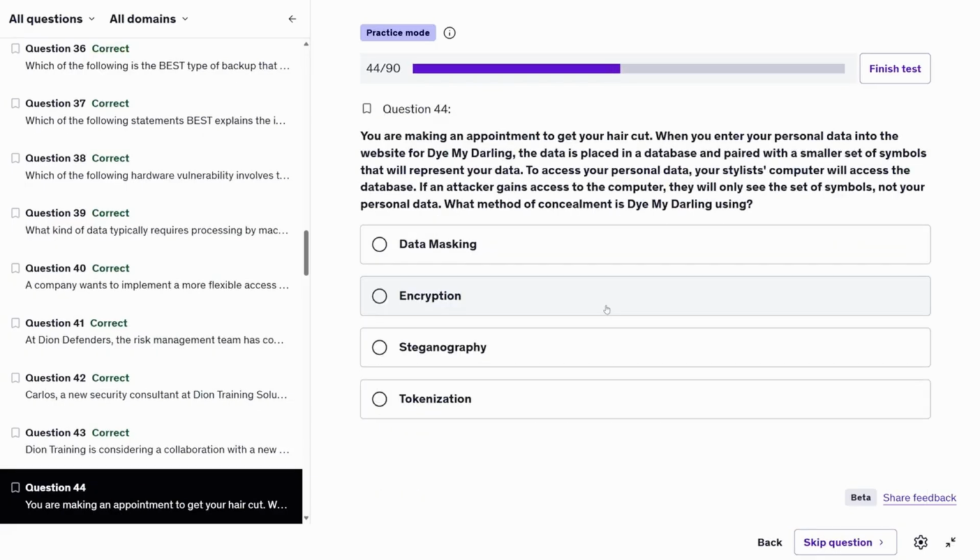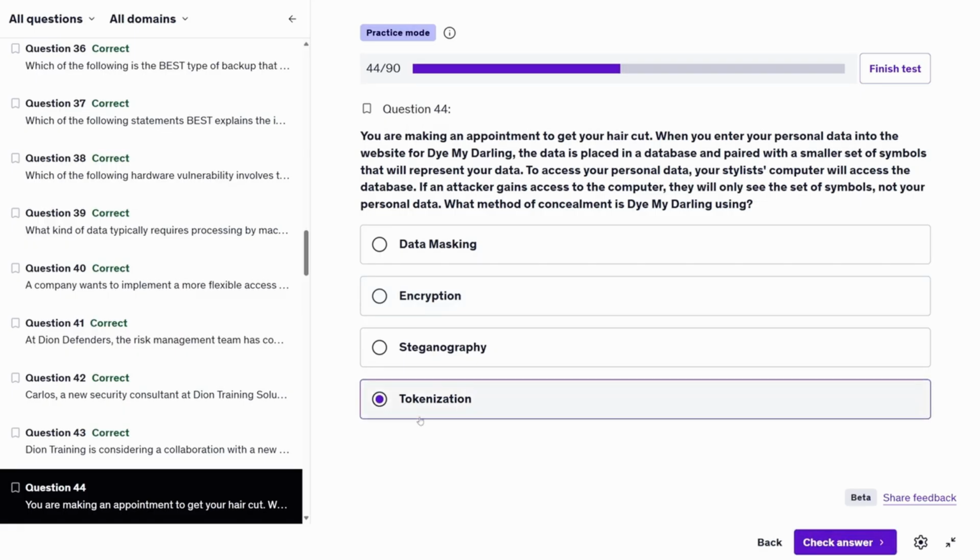You're making an appointment to get your hair cut. When you enter your personal data into the website for Dye My Darling, the data is placed into a database and paired with a smaller set of symbols that will represent your data. To access your personal data, your stylist's computer will access the database. If an attacker gains access to the computer, they will see only the set of symbols, not your personal data. What method of concealment is Dye My Darling using?